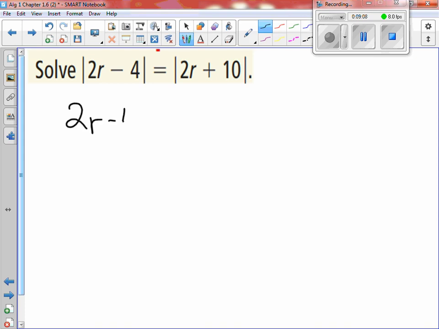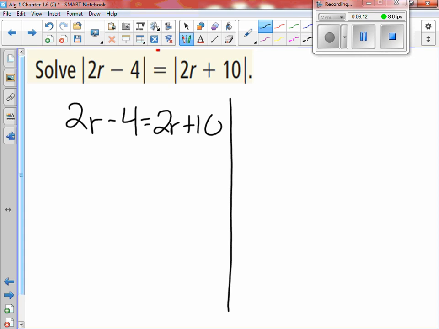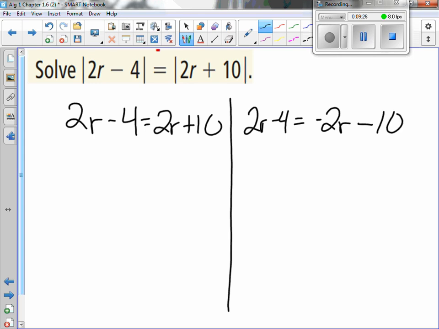So we're going to have our two cases. 2r minus 4 is equal to 2r plus 10. And 2r minus 4 is equal to what? Because this is our opposite case, yes? So our 2r would be what? There's going to be a negative 2r minus 10. So if it helps to write the negative and then parentheses around the 2r plus 10, do that. If this makes more sense, just switching the signs on one side, do that. Do whichever one you find easier or makes more sense.